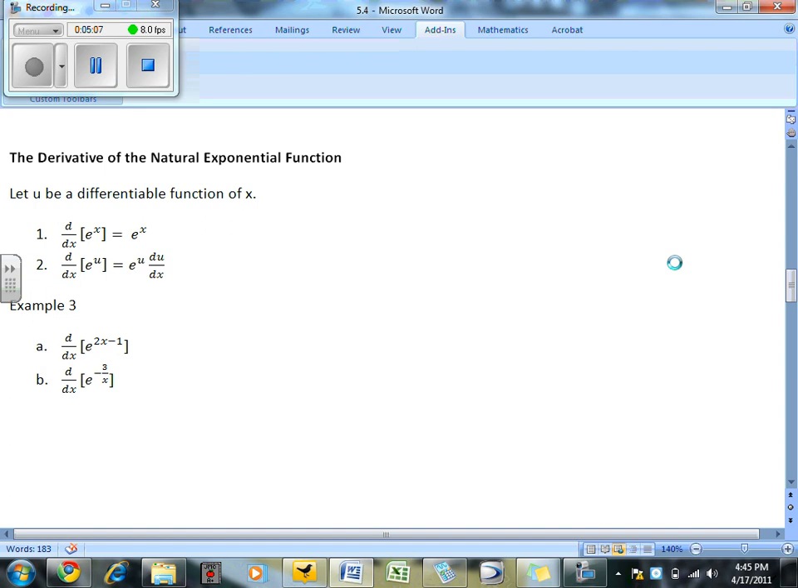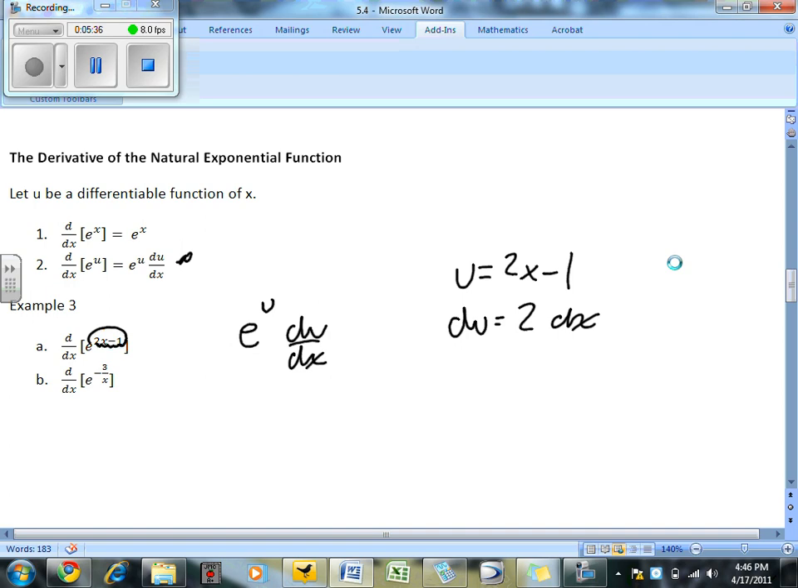All right, so we're going to take the derivative of e to the 2x minus 1. So I'm going to go ahead and make the exponent u. So we'll have e to the u, and I'm going to make u equal 2x minus 1. Well, then du equals just 2 dx, right? So what this says, when I take the derivative of e to the u power, I get e to the u du dx, right? Well, let's get du dx. So if I divide by dx over here, I have du dx equals 2.